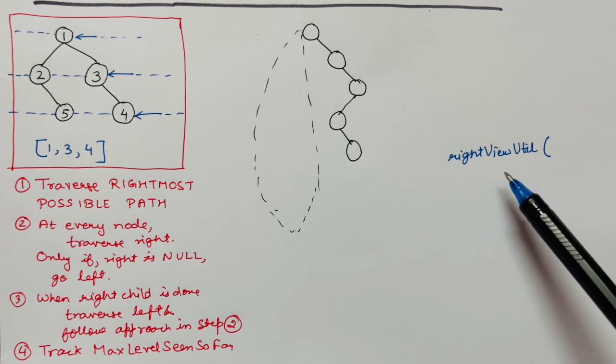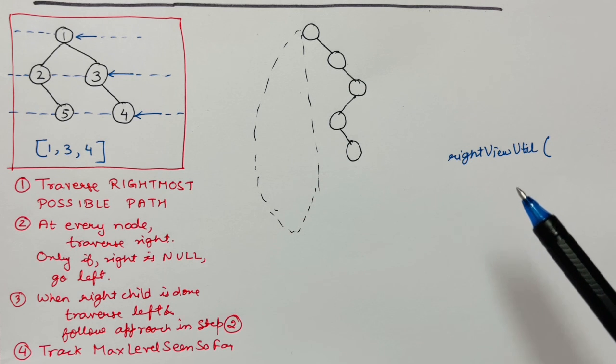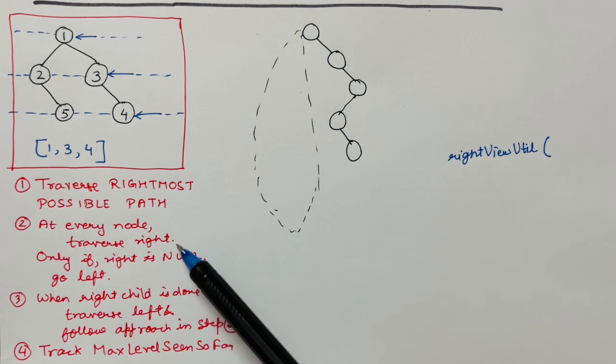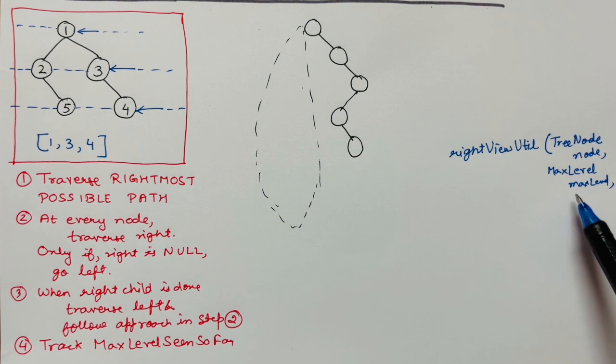Now let's say this was our recursive method. What all inputs will it need? First input that it will need is the node itself, because only then we will be able to traverse right or left. Then we know that we have to maintain max level seen so far. So this will also be an input. Let us consider an arbitrary data type for now to track this max level seen so far. Why have we used an arbitrary data type here and not just an integer? We will discuss this in some time.